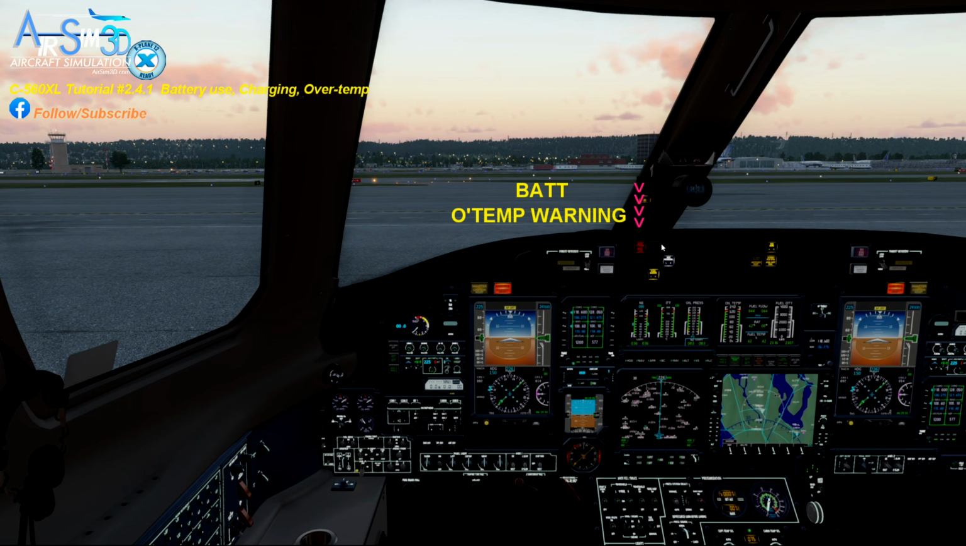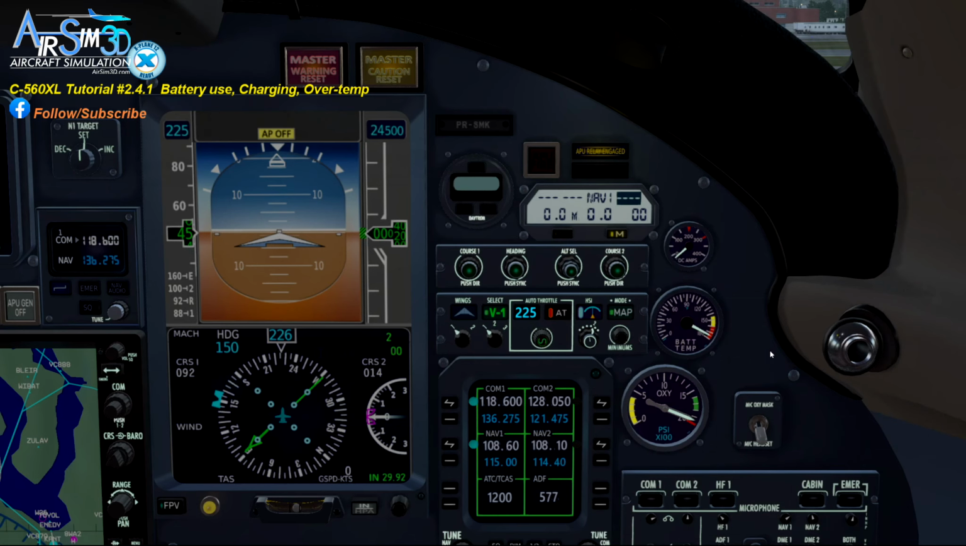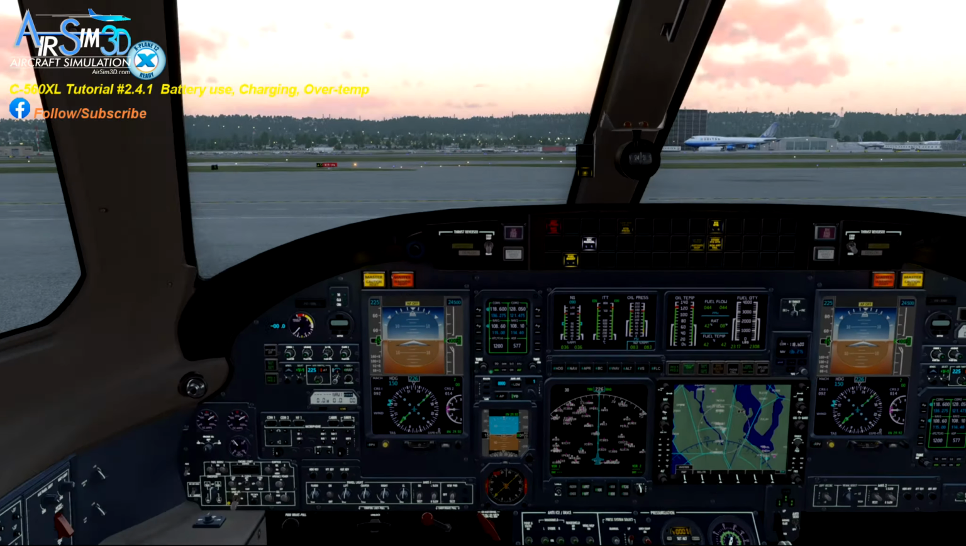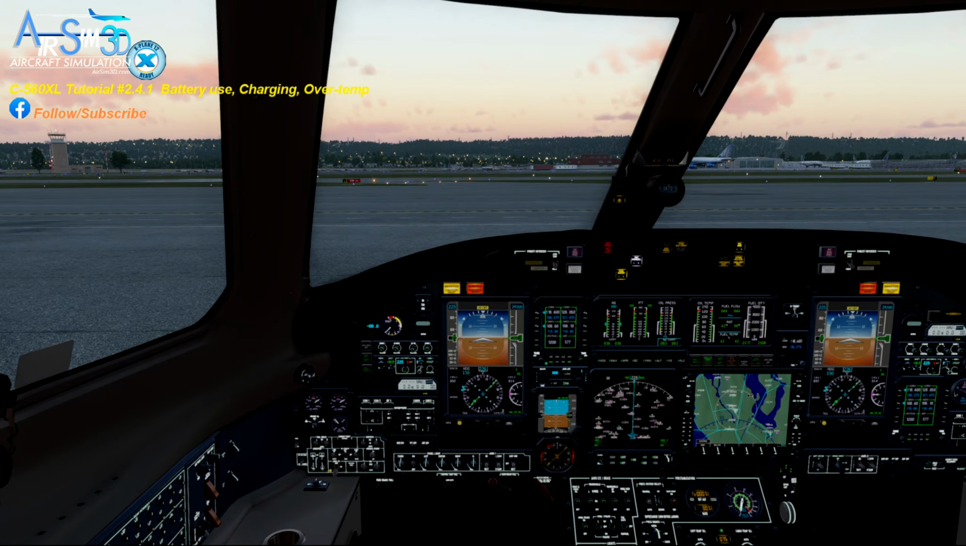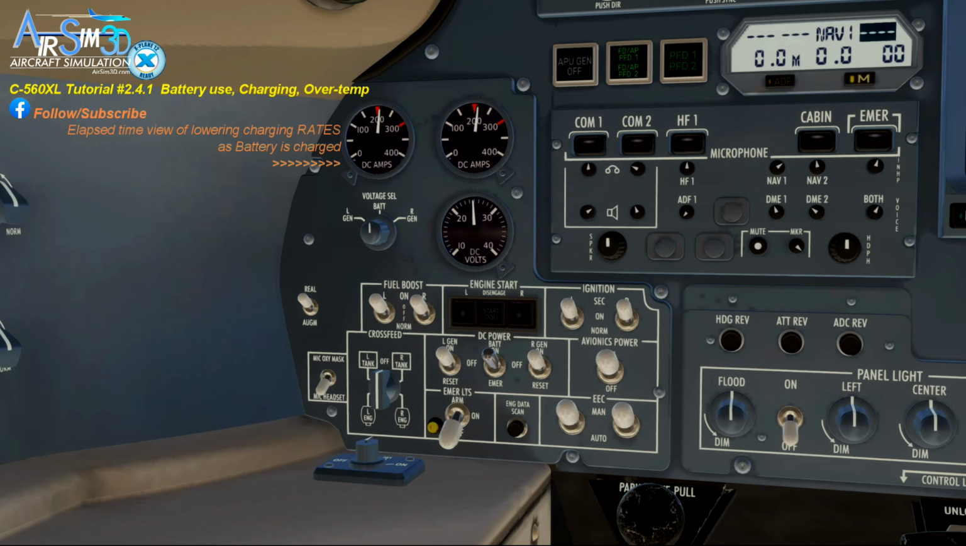So therefore, if you see a battery over-temp warning in the upfront annunciator panel, turn one generator off to reduce the rate of battery charging to reduce the battery temperature. This over-temp scenario can be caused by charging a depleted battery with both engine generators charging it. But also, the aircraft is modeled realistically enough to take into account ambient temperatures also.